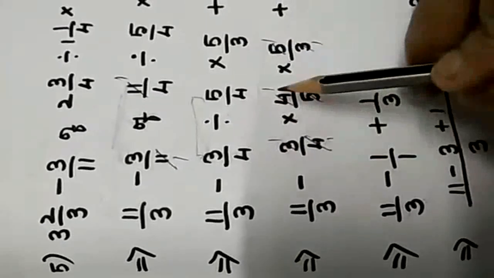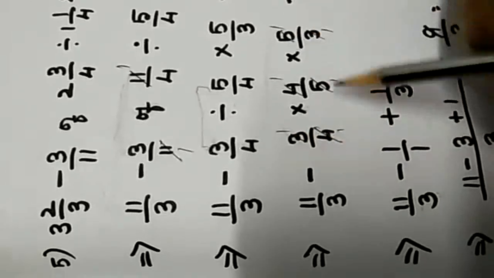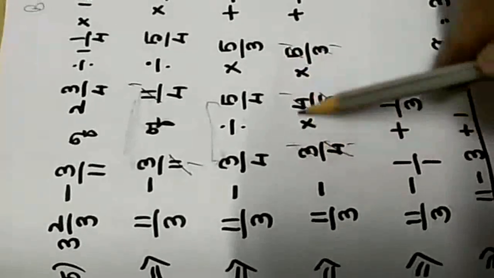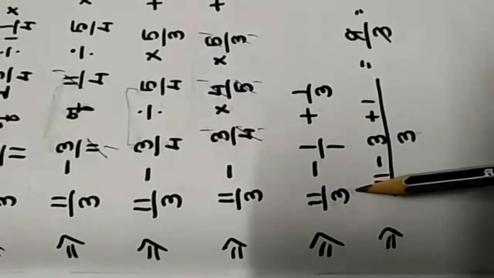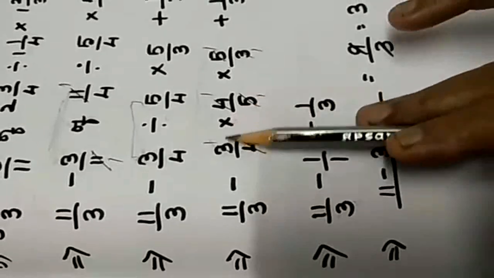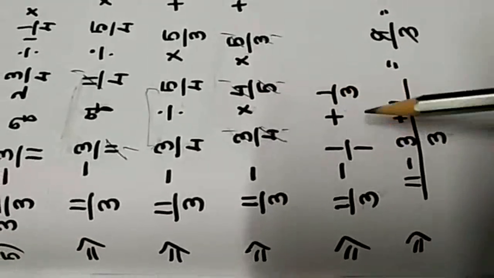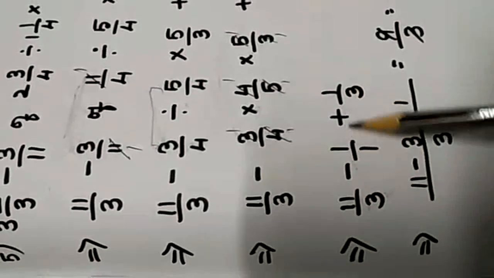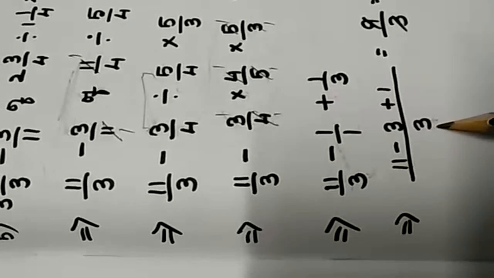4 gets cancelled. 5 gets cancelled. 3 gets cancelled. Whatever answer you get, you will write in the next step: 11 by 3 minus 1 into 1 into 1 is 1, so 1 by 1, plus 1 by 3. Now plus and minus are there. Wherever plus and minus are there in fractions, you will take the LCM.